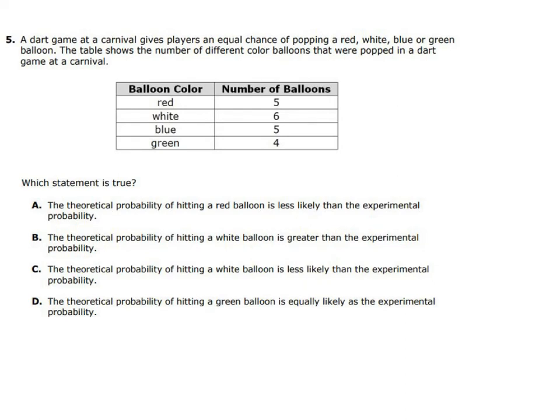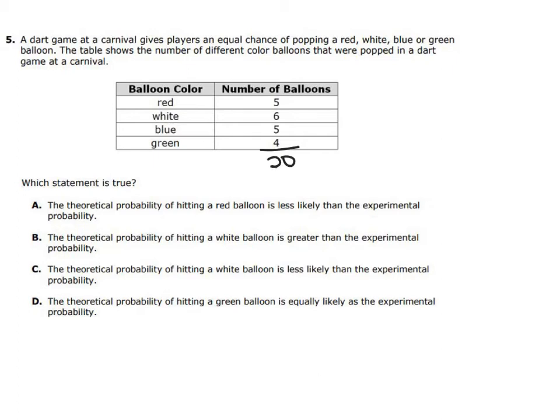Number 5. A dart game at a carnival gives players an equal chance of popping a red, white, blue, or green balloon. The table shows the number of different color balloons that were popped in a dart game at a carnival. So let's go ahead and add this up. So that's 5, 11, 16 plus 4, that's 20.